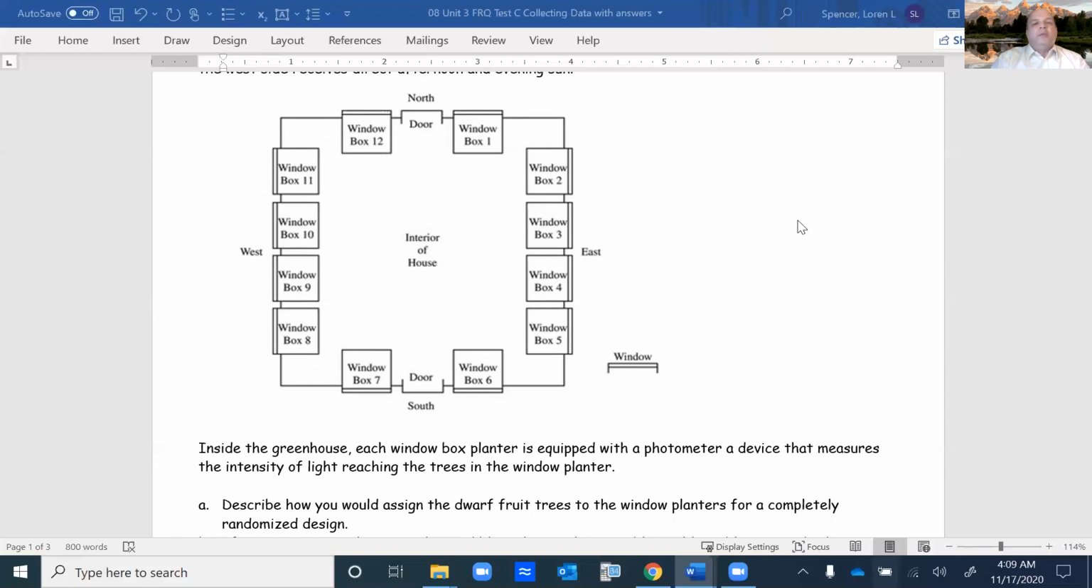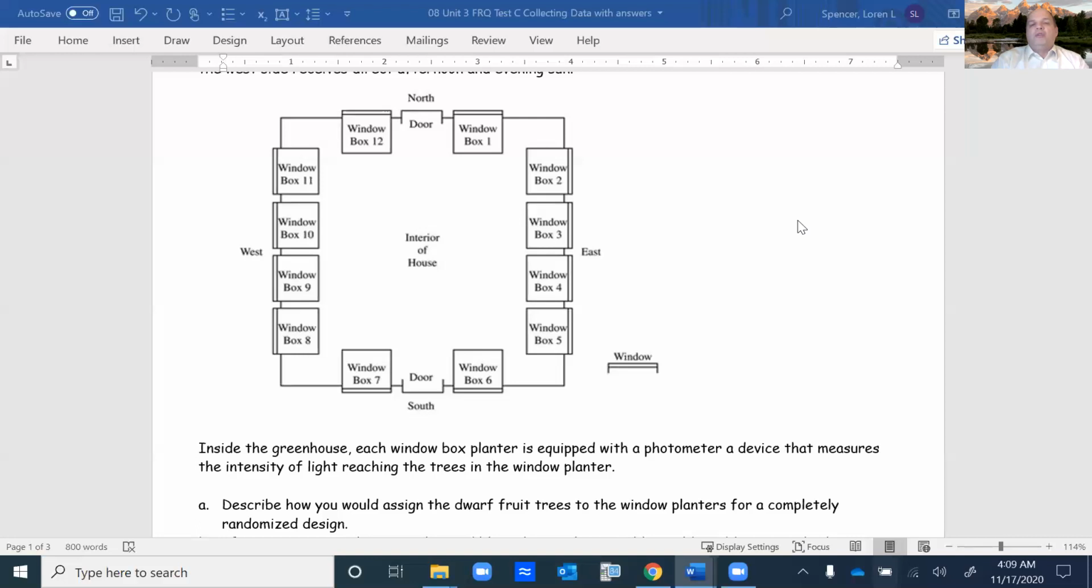Now, you can either put 1, 12, 6, and 7 together as a block, or you could actually separate them and have 1 and 12 and 6 and 7, because you're thinking there could be a difference in light from north side to south side. Or like I said, you could group them as a separate block, and that would be fine.